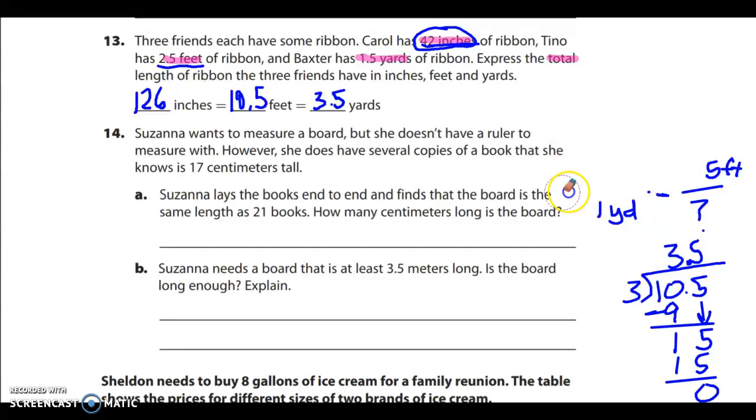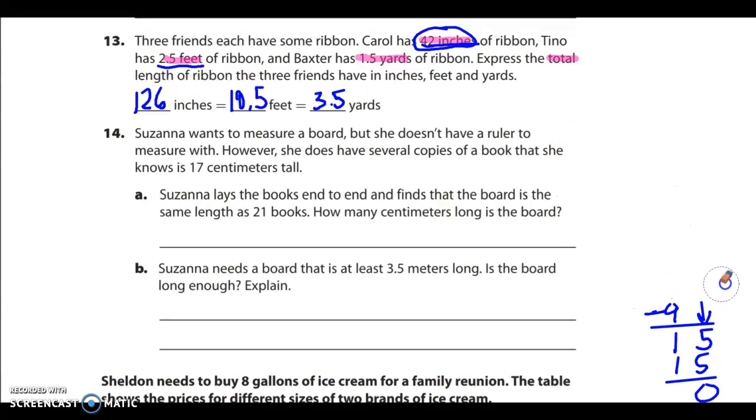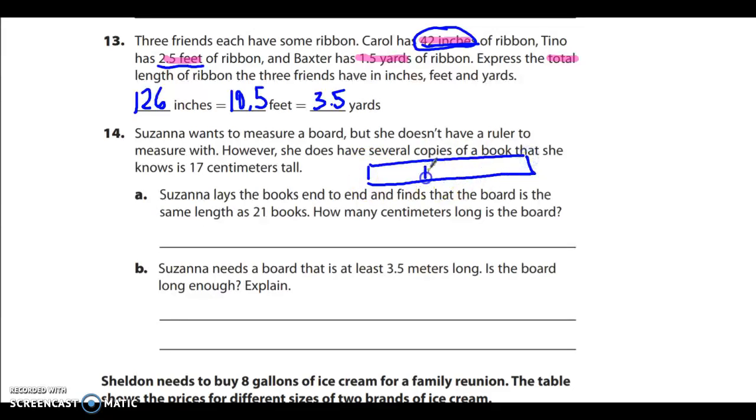This video will probably go through number 14 and then stop there because we will be out of time on this video and we'll make a new video for the next page. Susanna wants to measure a board, but she doesn't have a ruler to measure with. However, she does have several copies of a book that she knows is 17 centimeters tall. So instead of a ruler, she's going to use a book that's 17 centimeters. Basically, she's using a ruler that's 17 centimeters. And she's got a bunch of those.